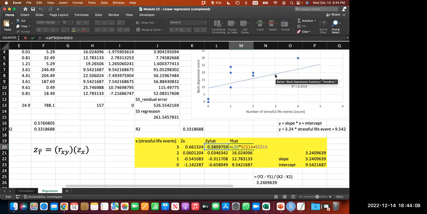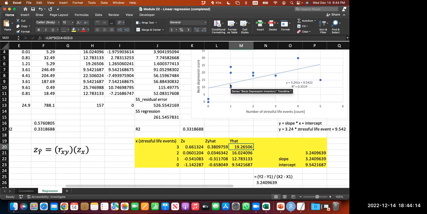And this is exactly where we are here. Then we have 16, which is right here for 2. Then we have 12 or 13, which is right here for 1. And we have here our intercept of 9.542. So this corresponds exactly with those metrics we need, essentially. So we have our intercept already here, which is 9.542.